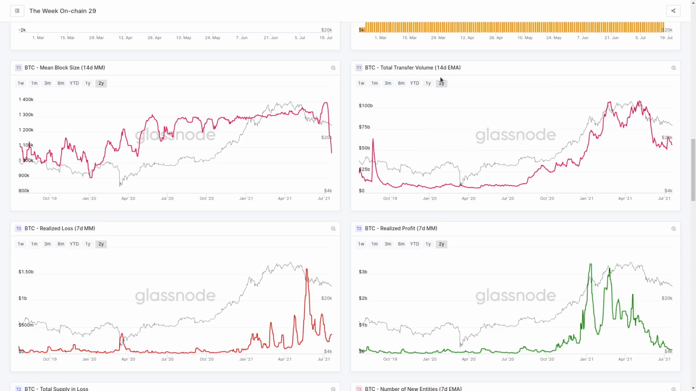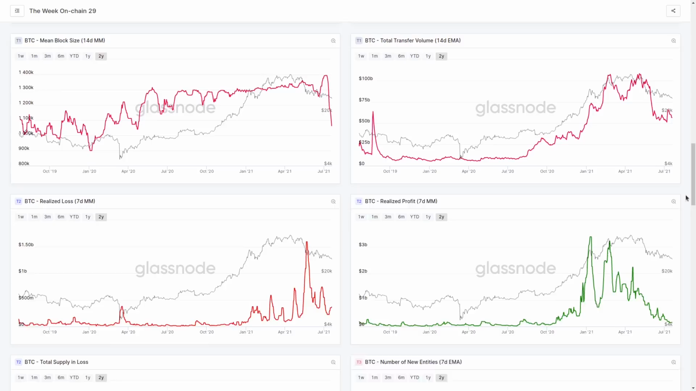We can also see in our total transfer volume, we've got a 14-day exponential moving average on here. And you can see that we saw a slight uptick over the last couple of weeks, but really we're seeing a fairly sustained structural downtrend at the moment, which has been persistent for a number of months. And again, this is showing that the demand for volume settlement remains fairly low.